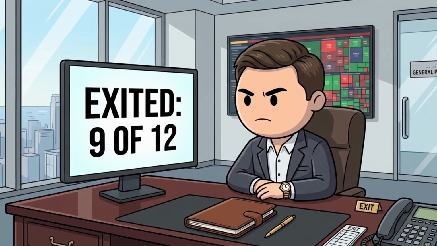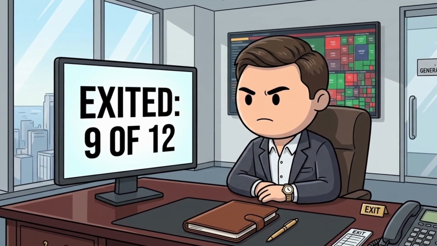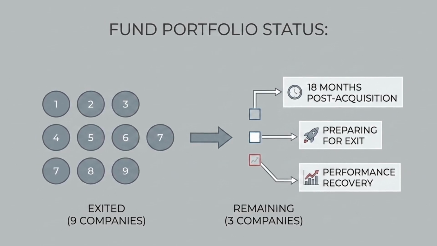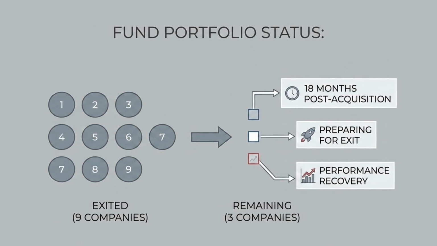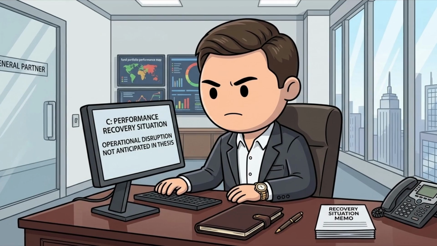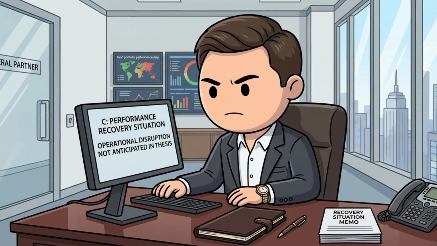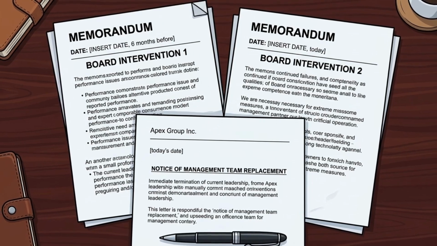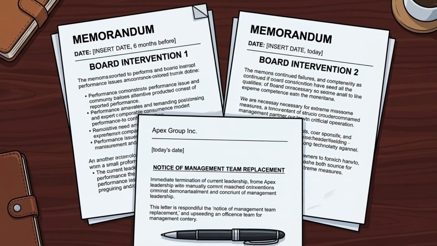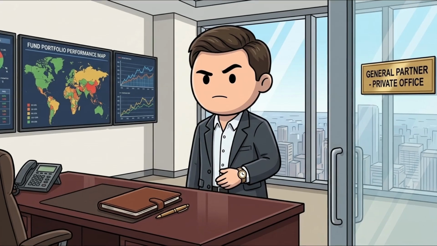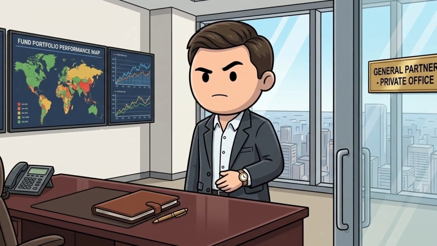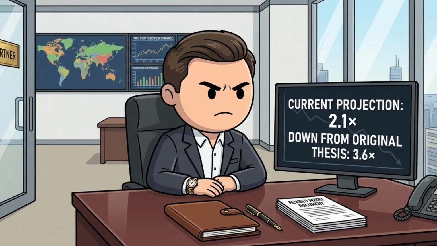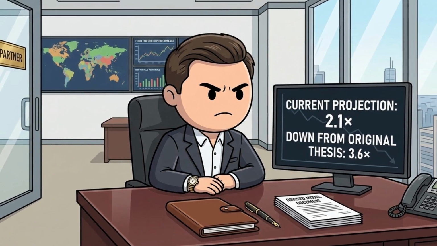The 3 remaining companies are in various stages of the value creation process. One is 18 months post-acquisition, one is preparing for exit, and one is in a performance recovery situation following an operational disruption in its primary market that the acquisition thesis did not anticipate. The recovery situation has required 2 board interventions and a management team replacement. The model for that company has been revised 3 times. The current model projects a 2.1 times return, down from the original 3.6 times thesis.